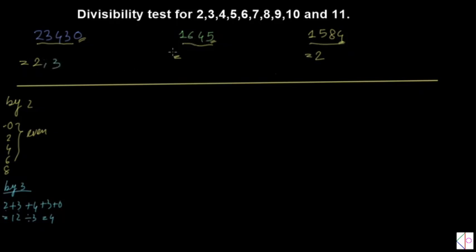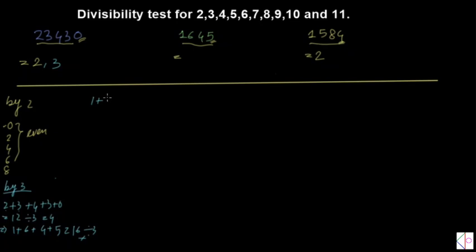In our second case, we find the sum of the digits: 1 plus 6 plus 4 plus 5. What will be the sum? It is 7, 7 plus 4 is 11, plus 5 is 16. 16 divided by 3 is not exactly divisible. That means the number is not exactly divisible by 3.